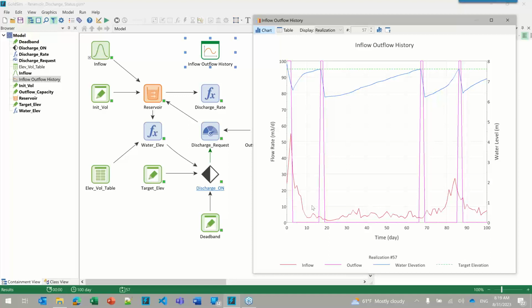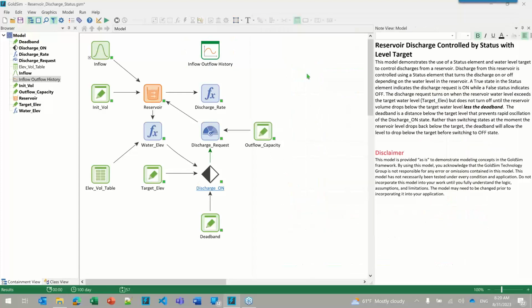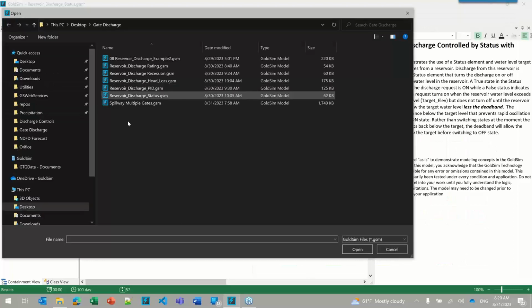Sometimes you get in situations where you have a small volume relative to the outflow, and you have a very sensitive response in the water level to the flows. And in those kinds of cases, you need something else. You need to have maybe a rating curve, which we can talk about now. So let's go to another model that shows that.